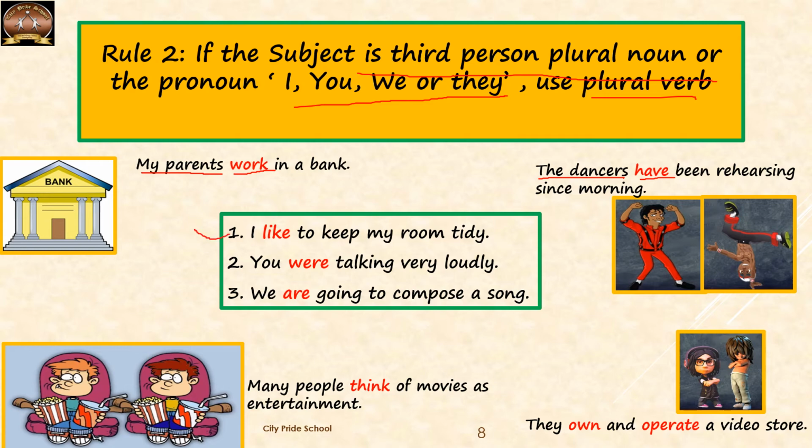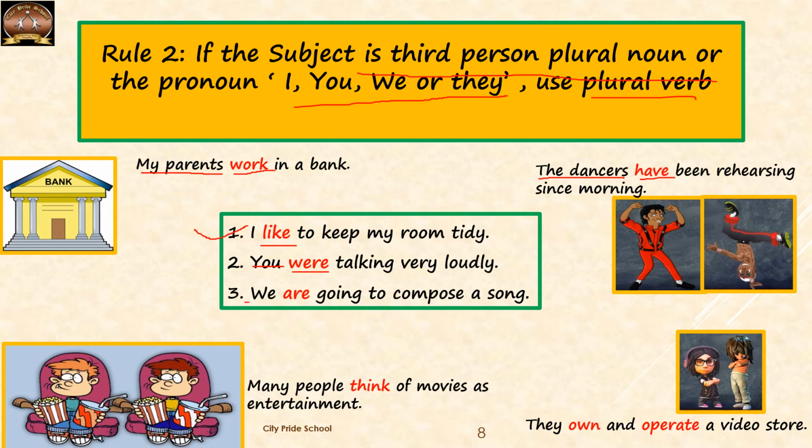Then I, even though it stands for one, is treated as a plural subject or a plural pronoun. I like to keep my room tidy. Like is again the plural form of the verb. You, as I mentioned earlier, is always treated as a plural subject, so it is always followed by a plural verb. Were is a plural verb. So you were talking very loudly.